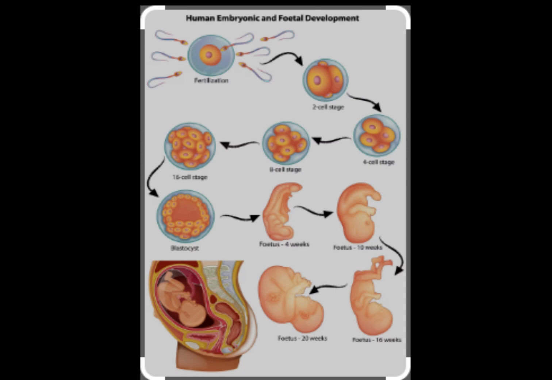By the end of the 4th month, the fetus is about 5 inches long and weighs about 4 ounces. For reference, that's about as big as an avocado.